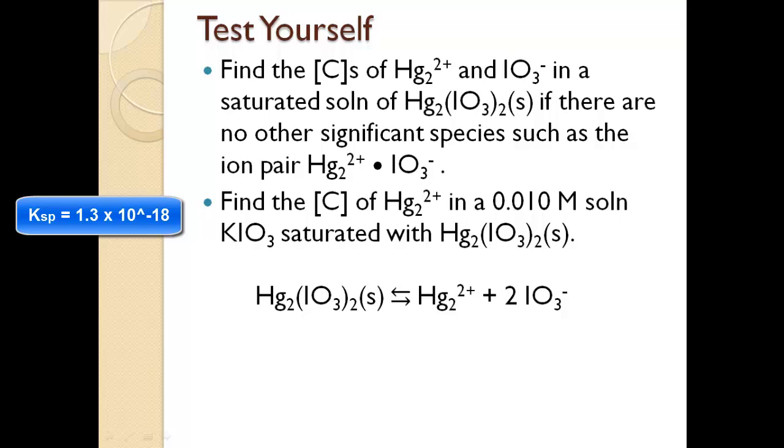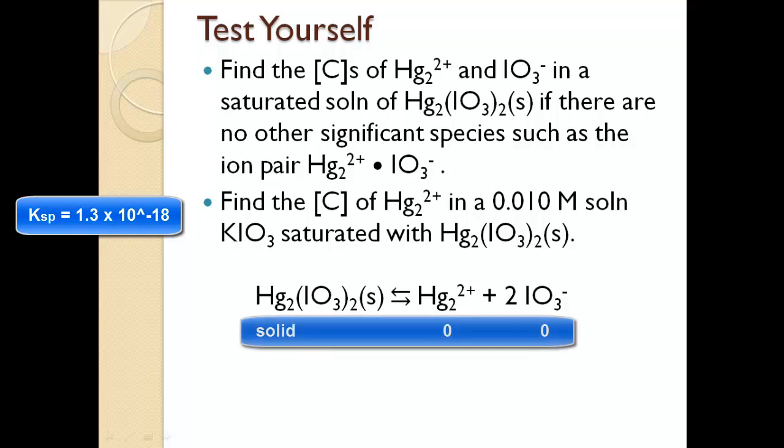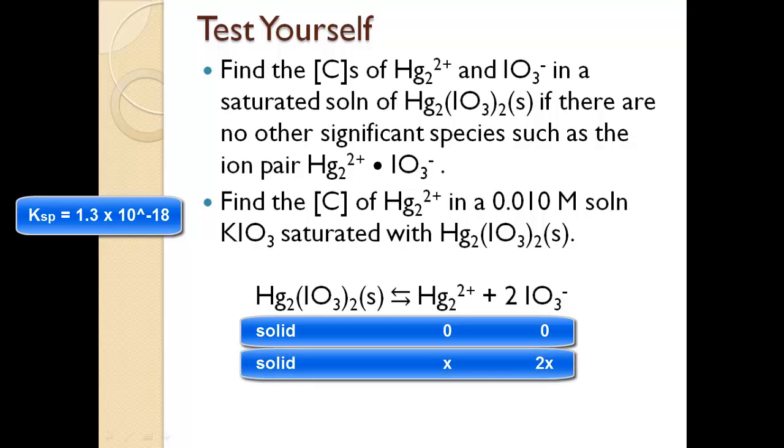If we write our little table, which probably you don't even have to anymore, you'll see that you have a solid at the beginning, and at the initial concentration, Hg2 2+ is 0, and of course the iodate is 0. At the final concentration, your solid is still a solid, and you're going to have x for your Hg2 2+ and 2x for your iodate. This is already starting to become old news. We go ahead and make the equilibrium equation, and you should get x times (2x) squared is equal to 1.3 times 10 to the negative 18th.